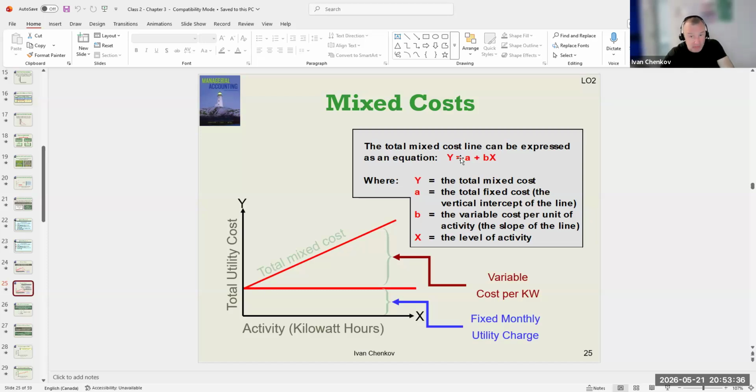So that's why the total mixed cost now is going to be the total fixed cost, which is a flat line, never changes, plus variable cost per unit, which is also a flat line, times the number of units that we are using, or level of activity in this case.